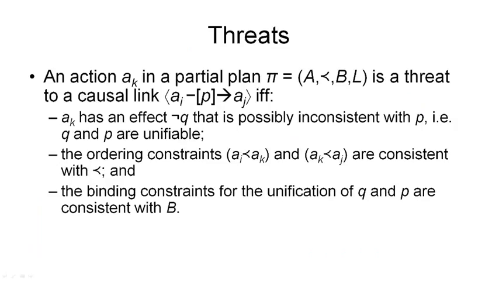Now that you've seen an example of a threat, here is the formal definition of what constitutes a threat. We start off with a plan pi consisting of the 4 usual components. We have actions, orderings, variable bindings, and causal links. In this plan, we have an action AK that may cause a threat for a causal link that links an action AI to an action AJ, protecting condition P. And we say that the action AK threatens our causal link if the following 3 conditions hold.